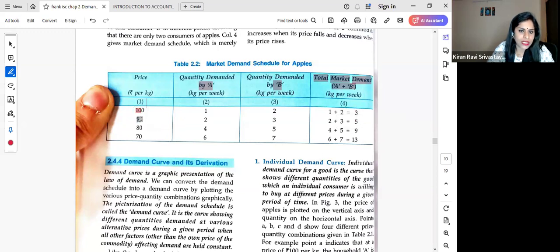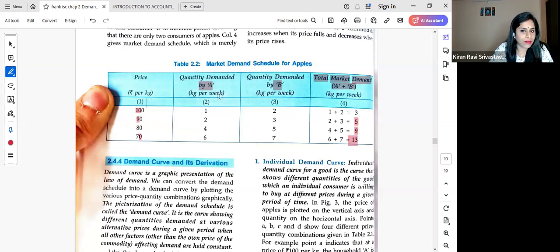At 90 rupees, A is individually demanding 2 kg and B is individually demanding 3 kgs. So the total market demand is 2 plus 3, 5 kg. So 5 is the answer. 3 is the answer here. Okay. If at 80 rupees per kg, A demands 4 and B demands 5, so 9 kg is the market demand. At 70 rupees, A demands 6 kg and B demands 7 kg. So the market demand is 13 kg per week.